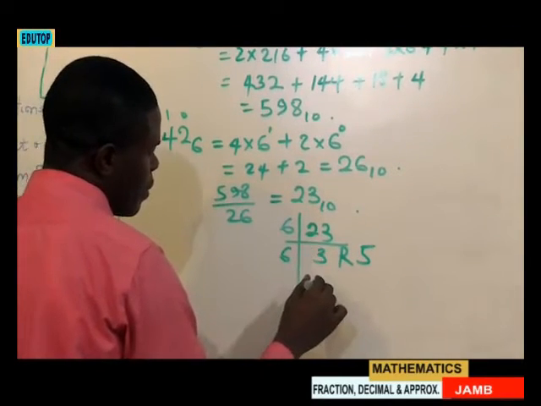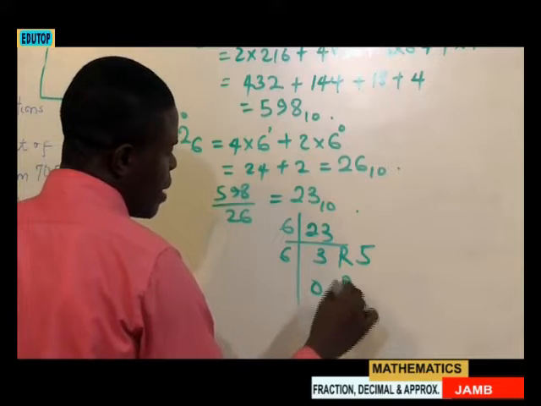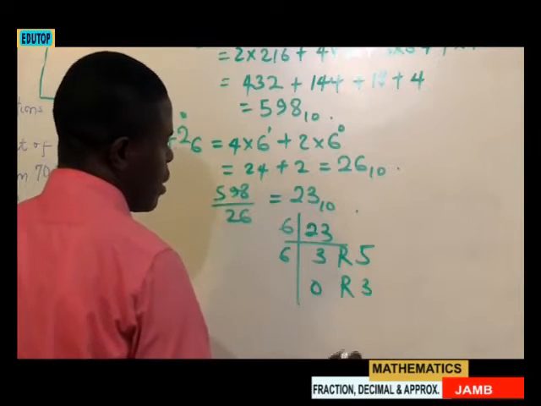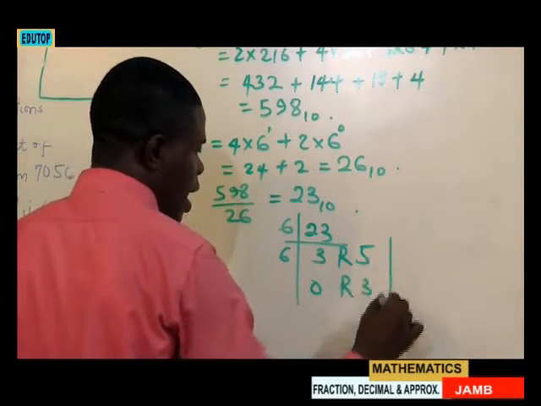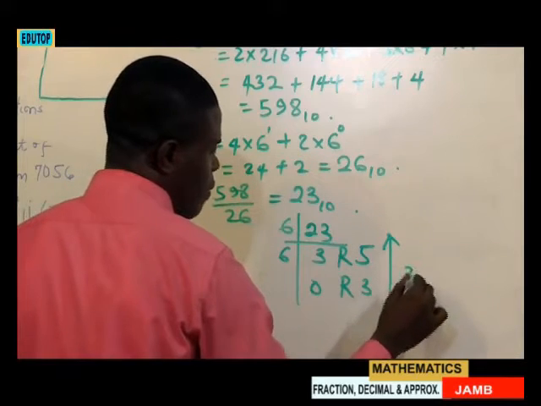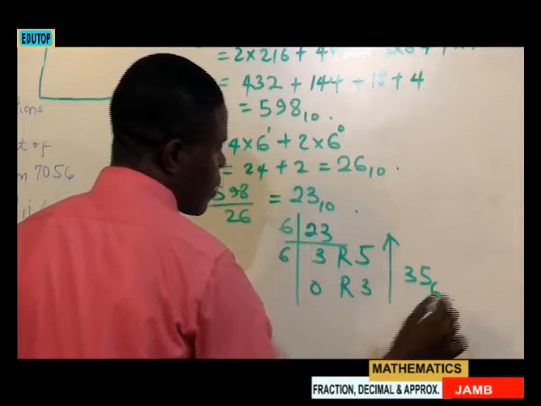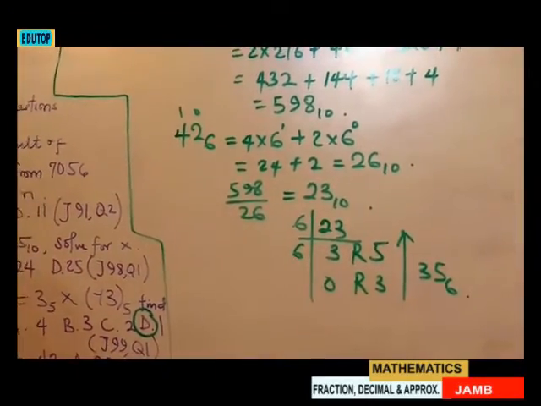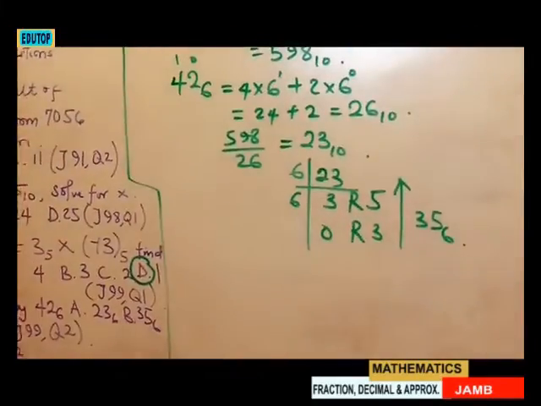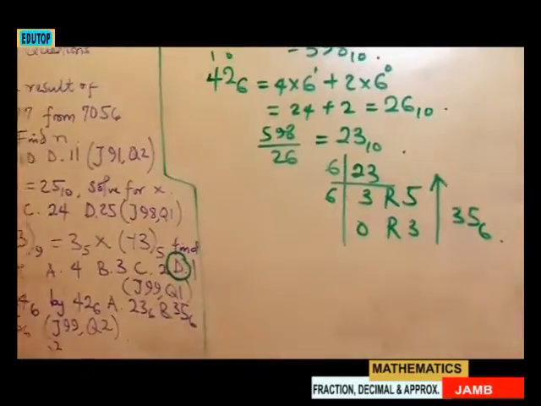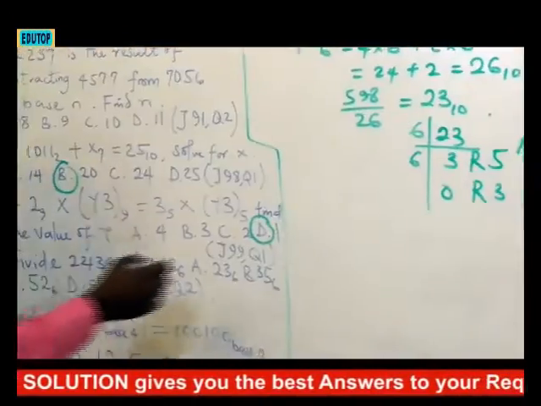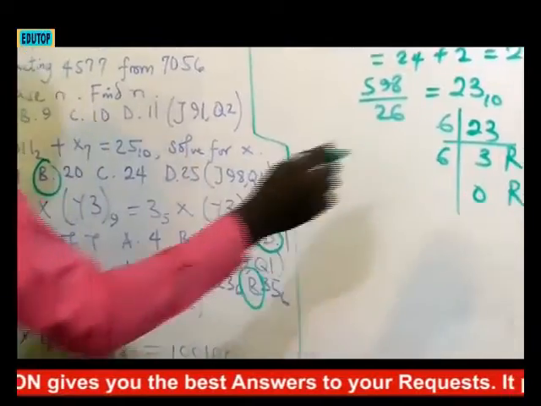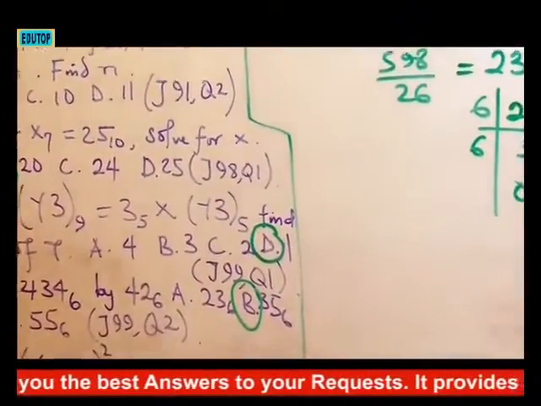6 in this, 0. Remainder 3. Then what do I do next? I count upwards. So I have 35 base 6. So I go to my options and look at the answer that matches what I have. 35 base 6. So it is option B that I will click on.